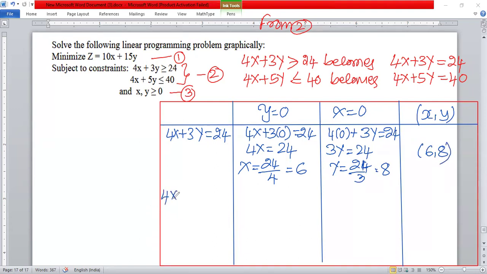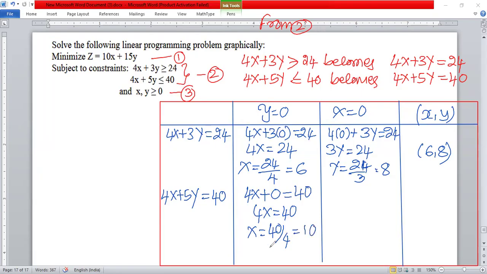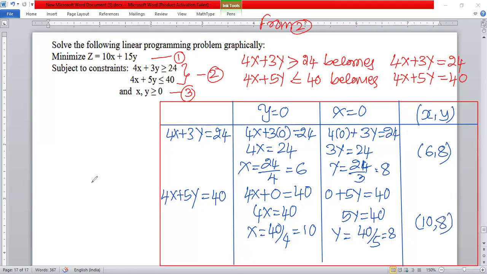Similarly, 4x plus 5y is equal to 40. Y is equal to 0. 4x plus 0 is equal to 40. Therefore, 4x is equal to 40. So x is equal to 40 by 4. That is equal to 10. Similarly, x equal to 0. So 0 plus 5y is equal to 40. 5y is equal to 40. So y is equal to 40 divided by 5. So that is 8. So finally, 10 comma 8 we got.